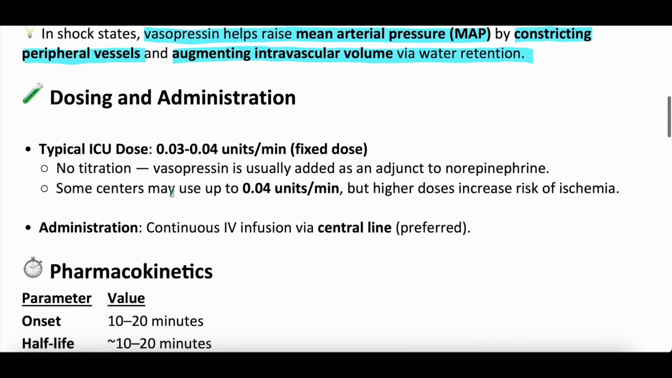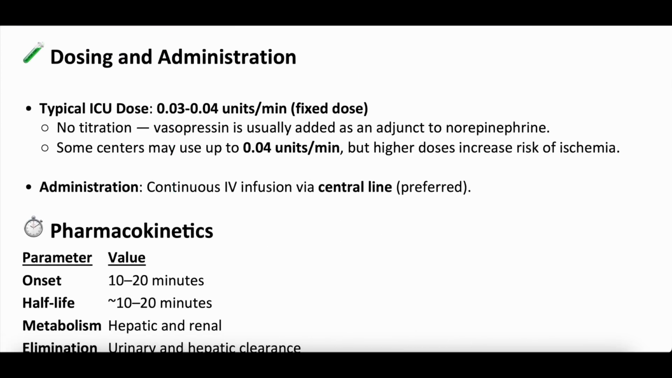How do we dose vasopressin? How do we administer it? Well, typically in the ICU, vasopressin is statically dosed. All right, so you put it at 0.03 or 0.04 units per minute fixed dose. It is not titratable. It can be titrated, but typically we order it as fixed dose. So the nurse isn't bedside increasing it or decreasing it depending on the blood pressure, right? We're not going from 0.03 to 0.04 to 0.05 to 0.06. We're leaving it at that fixed dose.